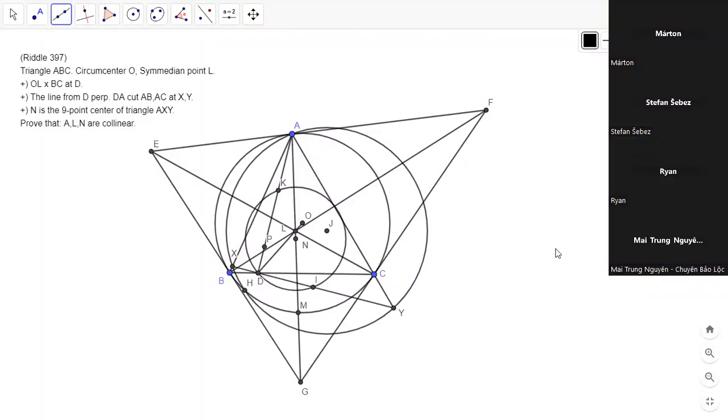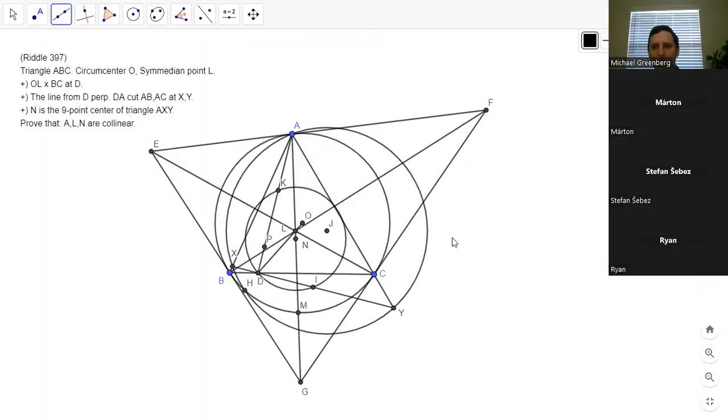Hey Nguyen, thanks for joining. So this is our third problem. It looks like the hardest probably.